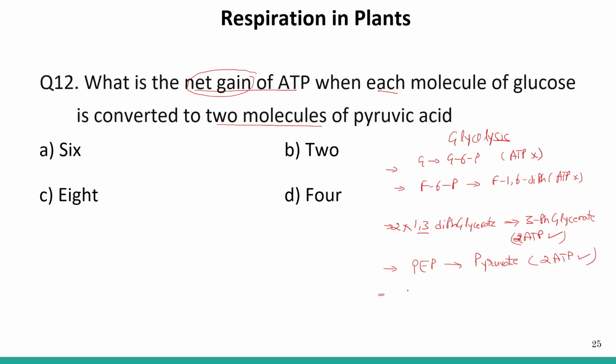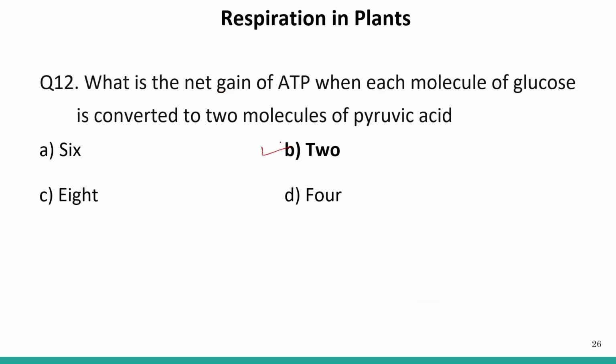So 4 ATPs are generated. 2 ATP were consumed, which give rise to 4 ATP. So net gain should be 2 ATP. Option B is correct.